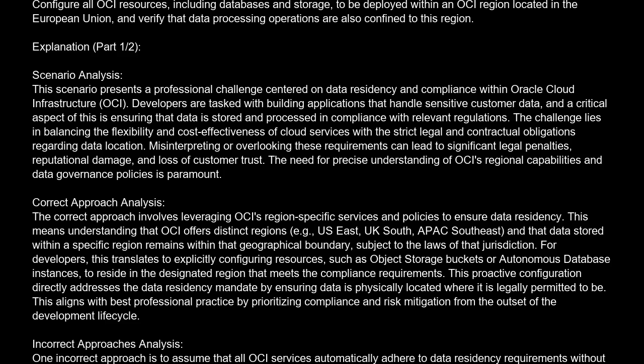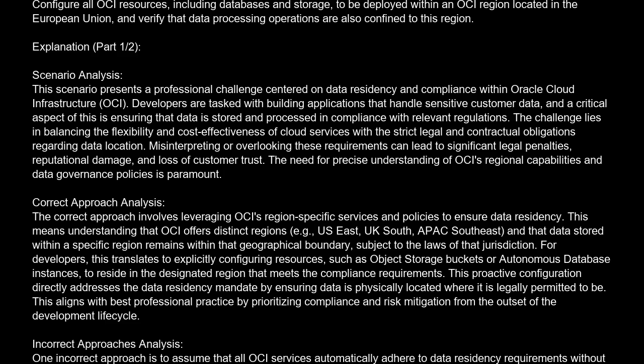Correct approach analysis. The correct approach involves leveraging OCI's region-specific services and policies to ensure data residency. This means understanding that OCI offers distinct regions, e.g., US East, UK South, APAC Southeast, and that data stored within a specific region remains within that geographical boundary, subject to the laws of that jurisdiction.